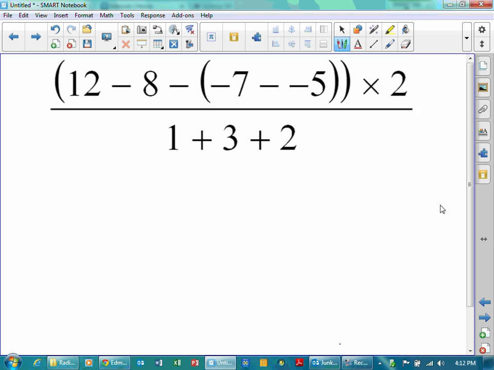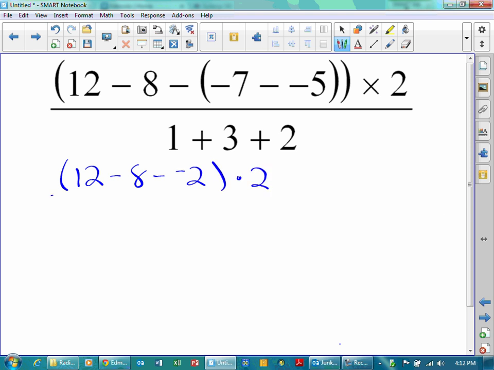And the last one we're going to do. Give this one a shot. Alright, so we got 12 minus 8 minus parenthesis. Actually, we don't need that second parenthesis. Because negative 7 minus negative 5. Keep, switch, switch is negative 2.